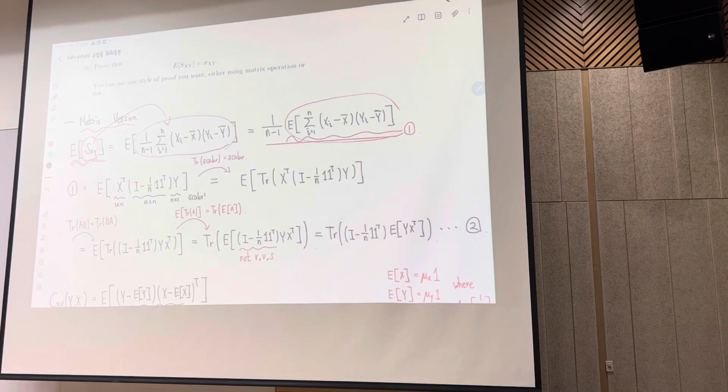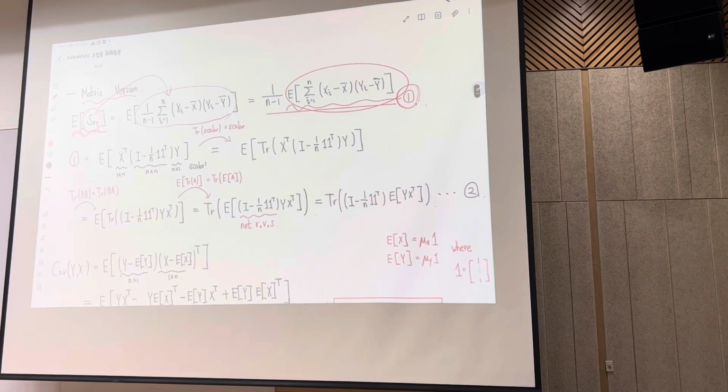Then, let's say that this term is equation 1. Then, by using matrix form, equation number 1 can be expressed like this. Then, x transpose is 1 by n, and (I minus 1 over n 1 1 transpose) is n by n matrix, and y is n by 1 matrix. So this term is a scalar, 1 by 1. So trace of scalar is equal to scalar.